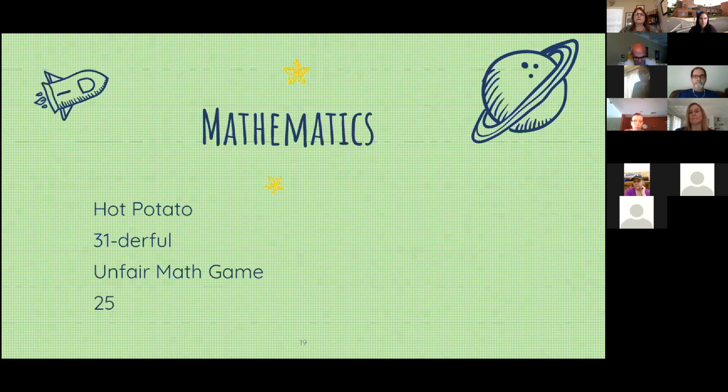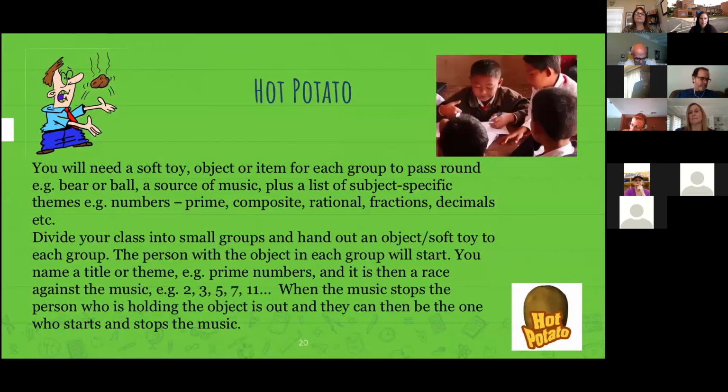Okay, the first game is hot potato. Again, I think something you might be familiar with. This encourages students to think on their feet and draw on a range of subject knowledge. So you need a soft toy, an object, or an item for each group to pass around, a bear, a ball. And if you use this for mathematics, you need a subject-specific theme, say numbers, prime or composite, rational, and so on. You divide your class into small groups, and hand out an object, a soft toy, to each group.